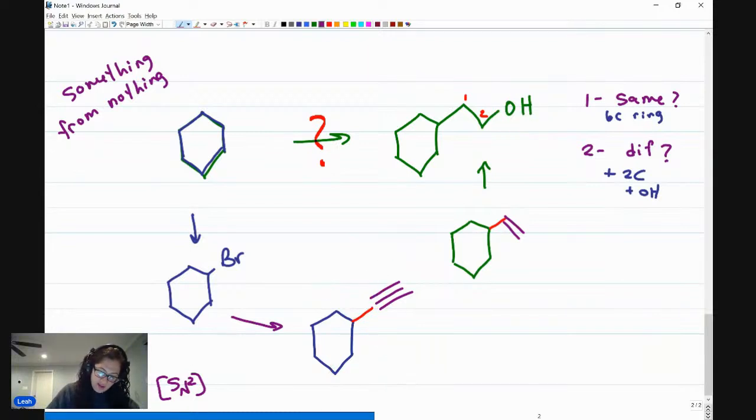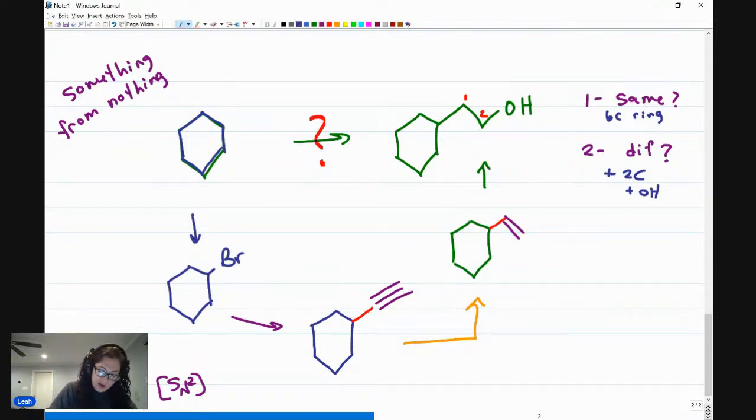And so now I have to ask a different question. Can I go from the alkyne to the alkene? And the answer is absolutely yes. And that's it. I start with my chain, I add a bromine, I do a substitution reaction, I partially reduce it, I turn it into an alcohol. I am good to go. So now that I'm happy with my intermediates, I can go back and start filling in the reagents.